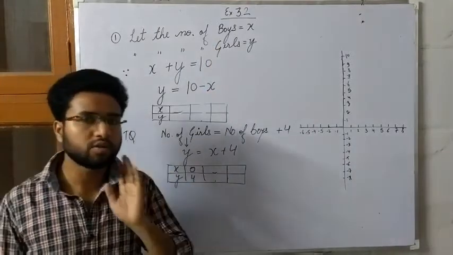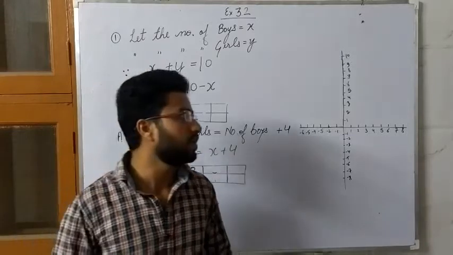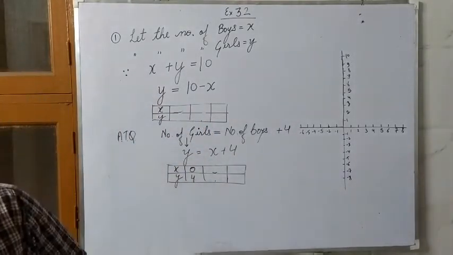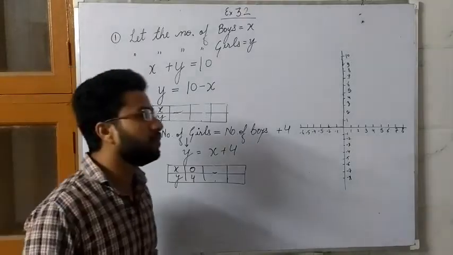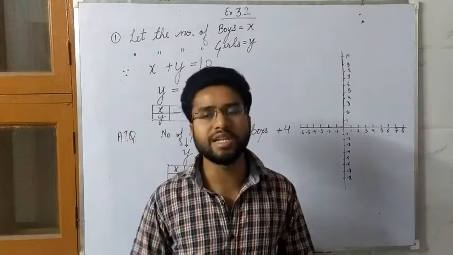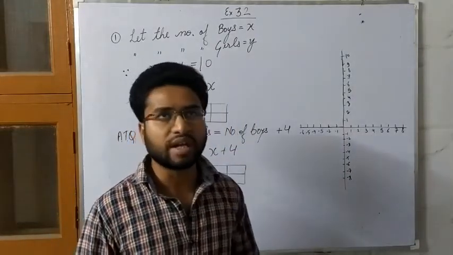All the concepts related to this chapter, we have already discussed in our previous video. Now, the first question of exercise 3.2: what we have to do? We have to make, from the given word problems, the pair of linear equations and find its solution graphically.